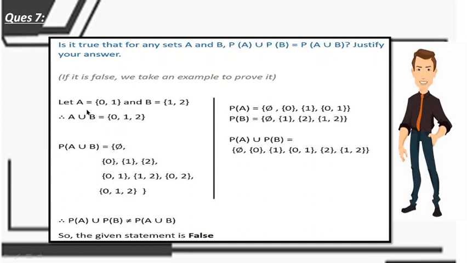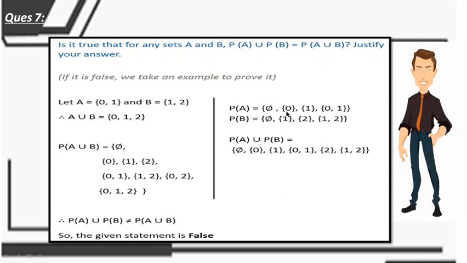So let's take two sets, set A and set B. Let's take their union. A union B is {0, 1, 2}. Let's find out their power set. The power set of A union B is {φ, {0}, {1}, {2}, {0,1}, {1,2}, {0,2}, {0,1,2}}, because φ and the set itself are always elements of the power set. Now we have to find out the power set of A: φ, {0}, {1}, {0,1}. The power set of B means φ, {1}, {2}, {1,2}.